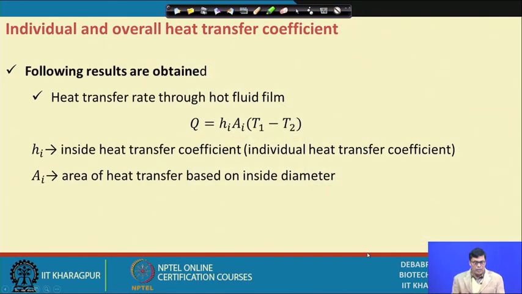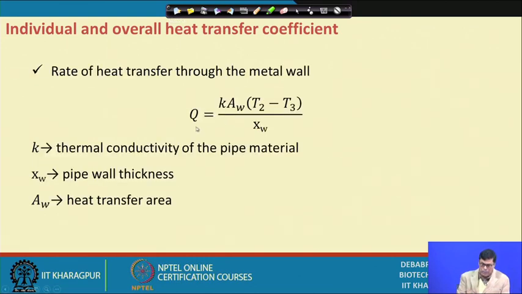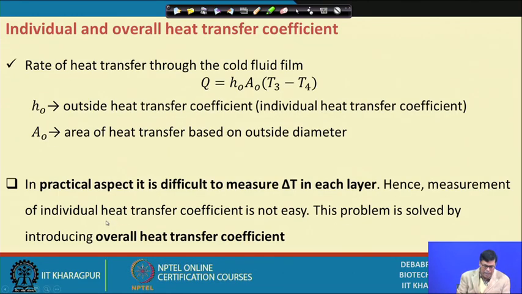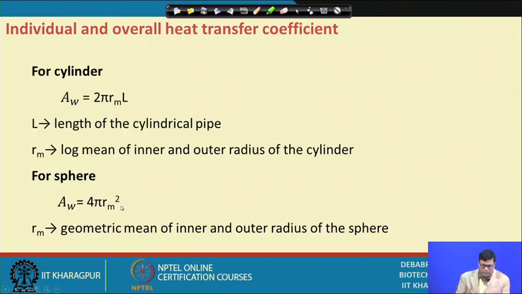Okay. So, here the heat transfer rate in the hot fluid can be expressed as Q equal to Hi Ai into T1 minus T2. Am I right? So, in case of the wall, we can write Q equal to K into Aw into T2 minus T3 by Xw. And Aw is what? Aw is the surface area. Am I right? So, 2 pi r into length is the surface area, so you can cover all the surface area of the circular tube. And for a sphere, the area is 4 pi r square.